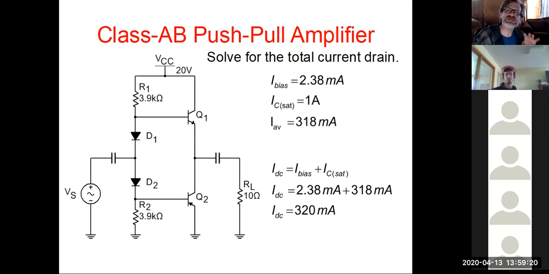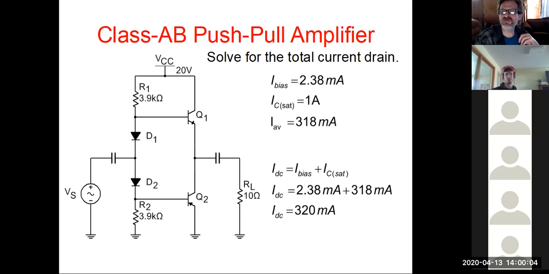So now notice we have 3 separate currents here. We know what our I bias is, we know what our saturation current is on the collector, and we know what our average current is going to be. I'm going to draw you a little picture here. Now we're going to decide what our overall DC current is for this particular circuit, and we're going to use both currents that we came up with: the saturation on the C side and the bias on the left-hand side. We're going to add those together to come up with sort of an overall current, if you will.